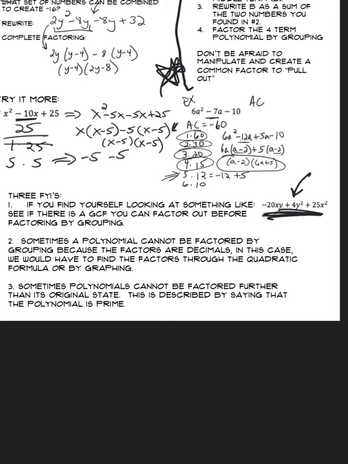Number 2, sometimes a polynomial cannot be factored by grouping because the factors are decimals, and in this case we would have to find the factors using what we call the quadratic formula or by graphing, and we haven't done that yet, but it is a thing that is possible. Number 3, sometimes polynomials cannot be factored further than their original state, and we describe this by saying that the polynomial is prime. That's how we would say that. Okay, let's go to the next page.